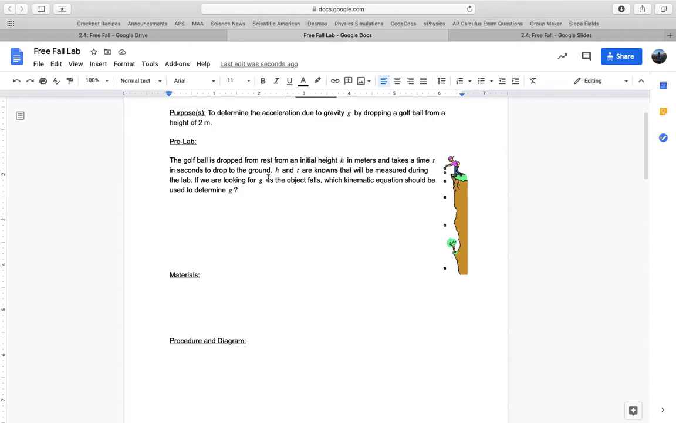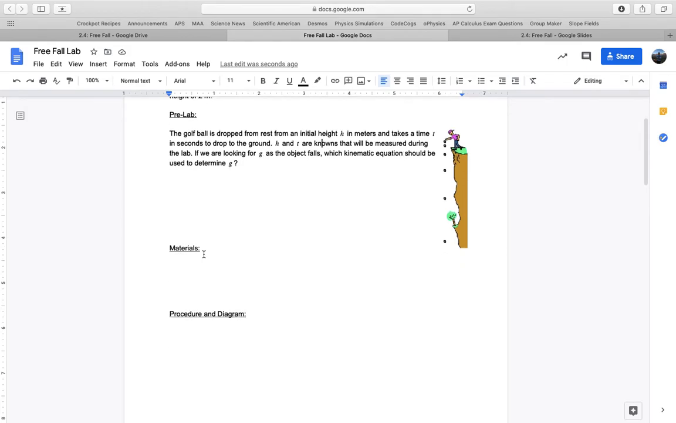So please make sure you write out your knowns and unknowns, identify which equation to use, and then state a brief 1 to 2 sentence explanation for why you chose your equation.